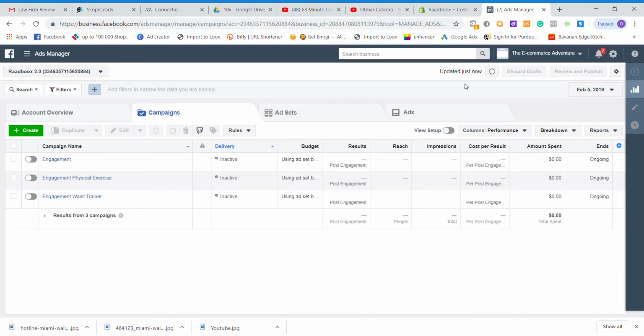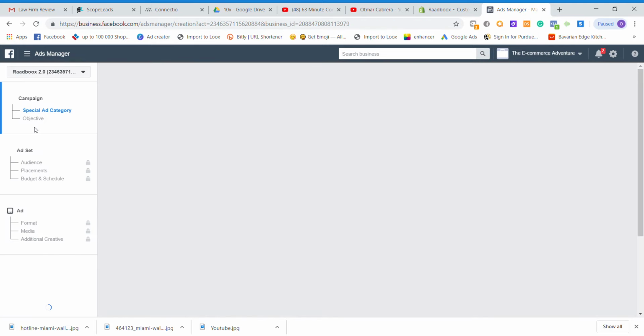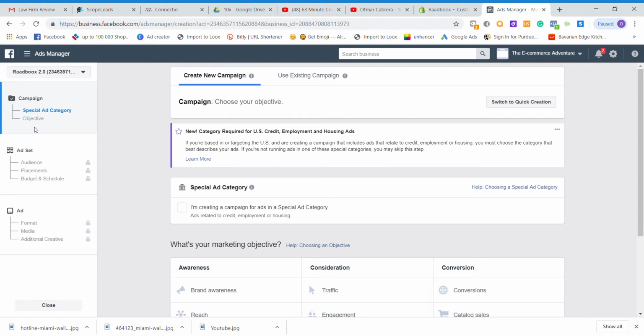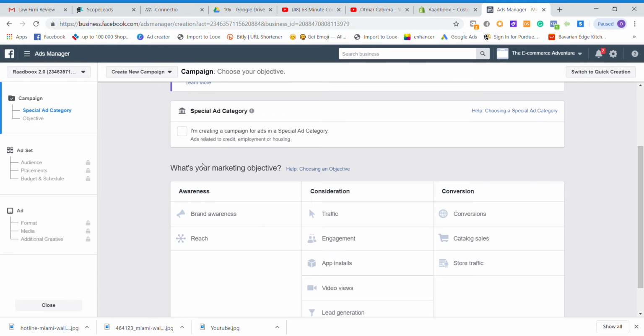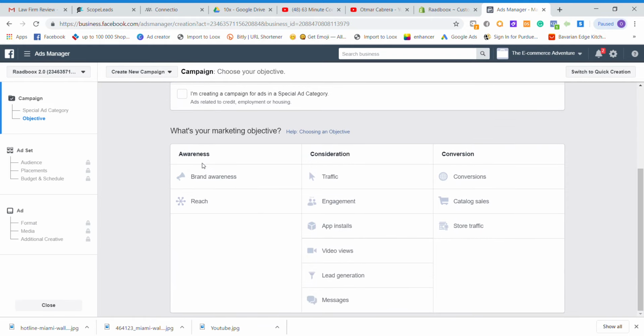So guys, first of all, what I'm going to do is create. You want to be in the campaign section and you want to click create. Now, Facebook has changed, as you can tell. You have new categories, and honestly that has nothing to do with you unless you're in credit, employment, or housing. So you probably don't have anything to do with this if you're doing dropshipping, e-commerce, or if you're a social media agency. One thing that I like to do, and I see a lot of people doing this, is you go to engagement first.